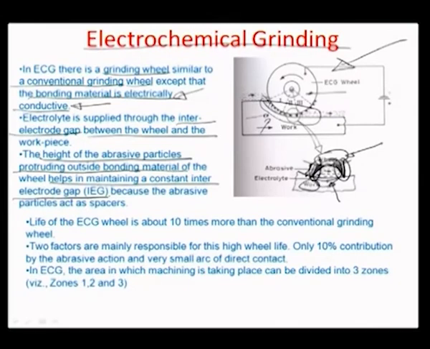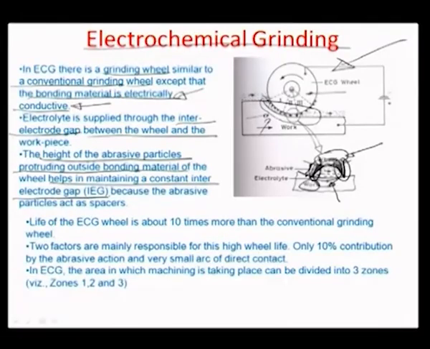So, some facts and figures about this ECG process. A conventional grinding wheel, if you look at the lifetime and compare it with the ECG wheel, the ECG wheel lasts about 10 times more. So the effective lifetime of such an ECG wheel is much more than a conventional grinding wheel, because you are not doing any mechanical abrasive action.